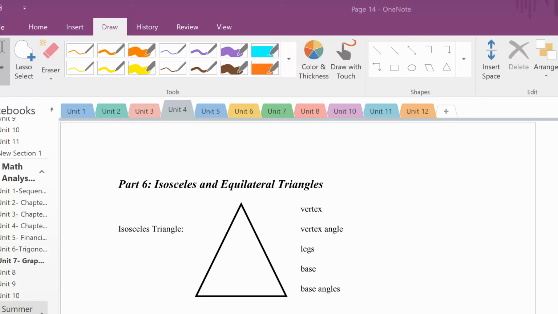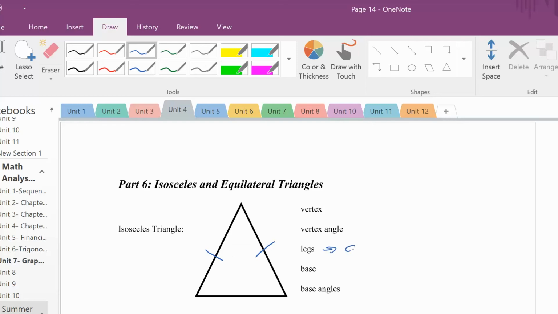Right, welcome to Unit 4, Part 6, talking about isosceles and equilateral triangles. Remember, an isosceles triangle is one in which two or more sides are congruent. And so, in an isosceles triangle, you have two congruent sides, which are called the legs.